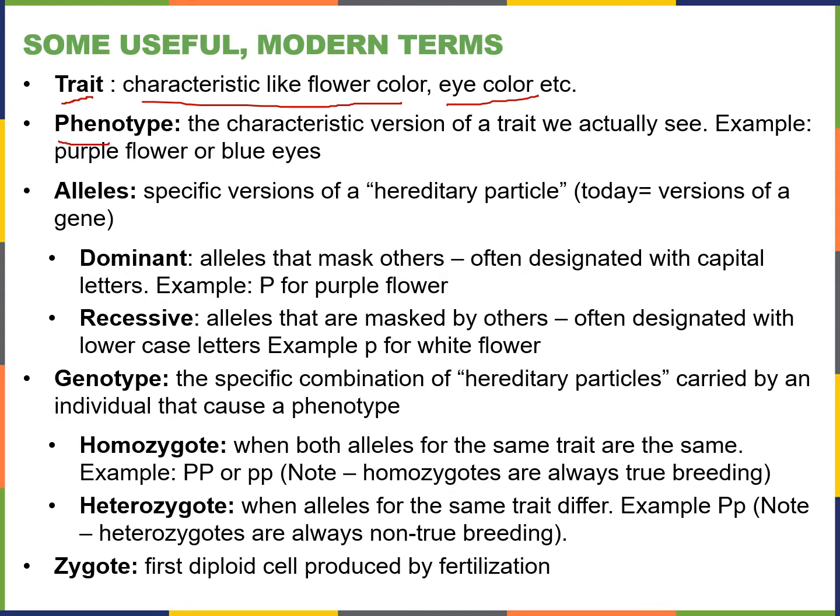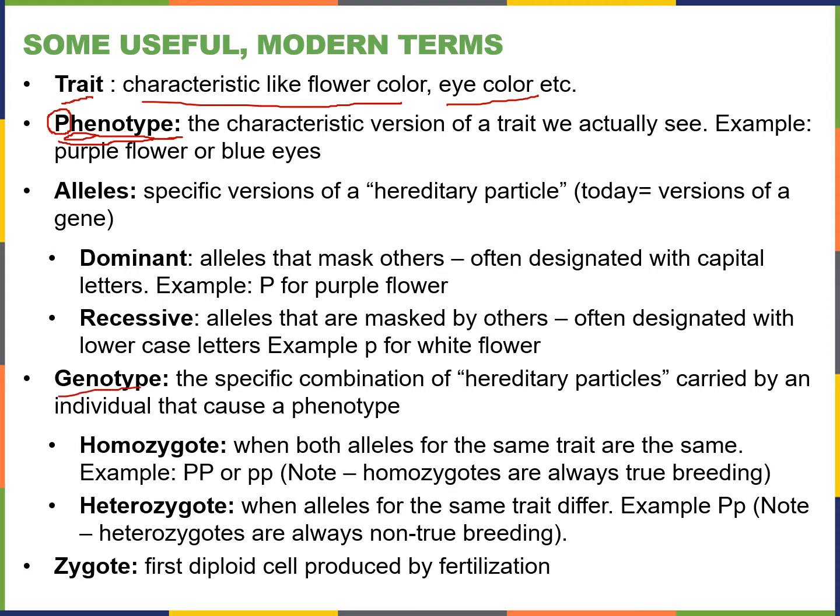Phenotype versus genotype. A lot of people confuse these two. I always remember phenotype has the P in it, so this is the physical appearance. This is the version of a trait that we actually see. So the phenotype of the flower is that it's a purple flower, or the phenotype of the flower is that it's a white flower, or the phenotype of eye color is that the person has blue eyes.